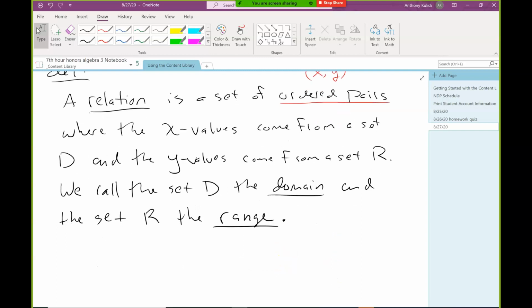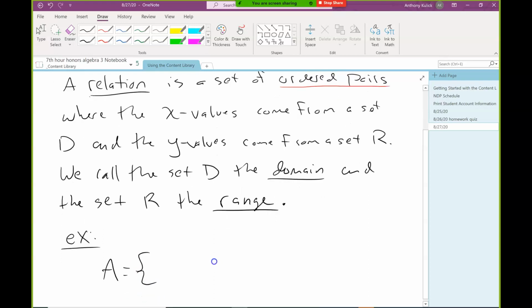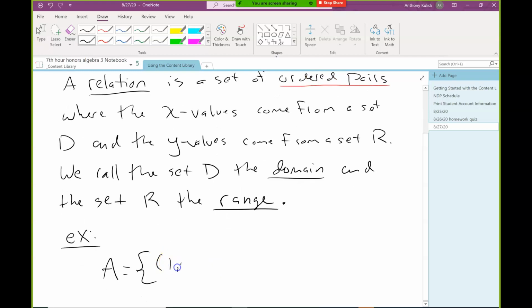So let's look at a concrete example just to reinforce what we're saying here. A relation is a set, so I'll name it with a capital letter, say the capital letter A. And then we'll use our squiggly bracket. This will be a finite relation, so I'm just going to list the ordered pairs that make up this relation. So there's just a set of ordered pairs. Everybody okay there?